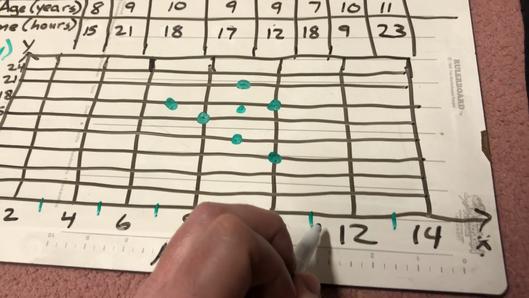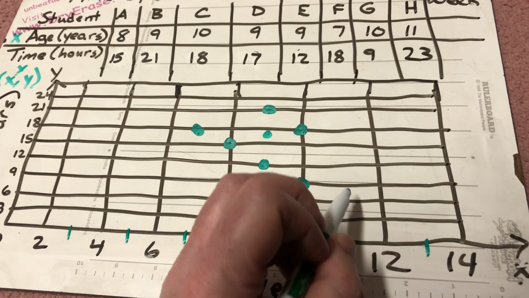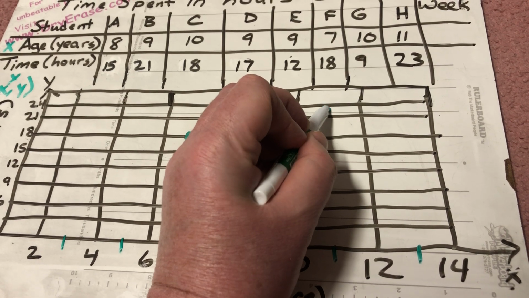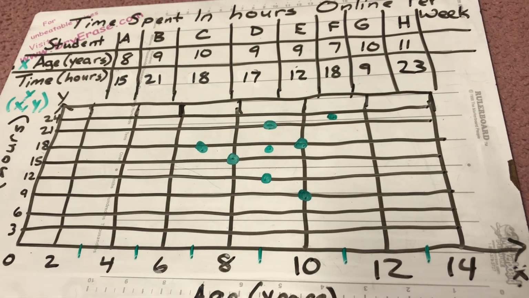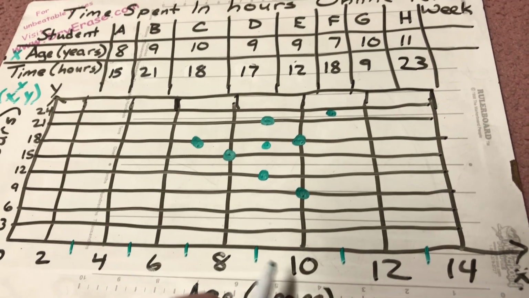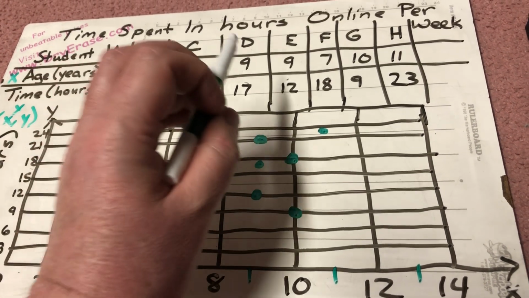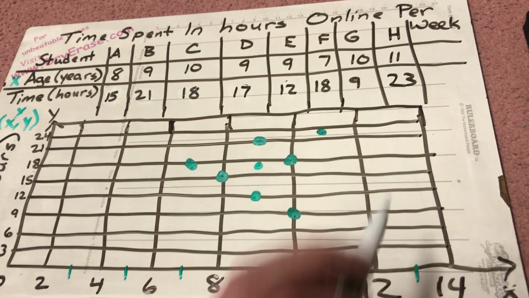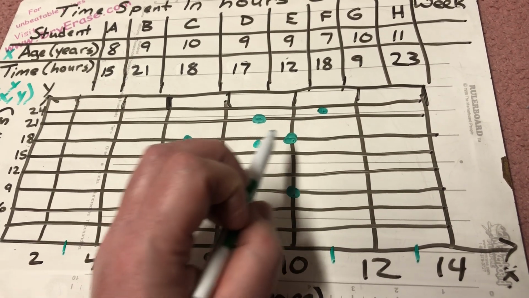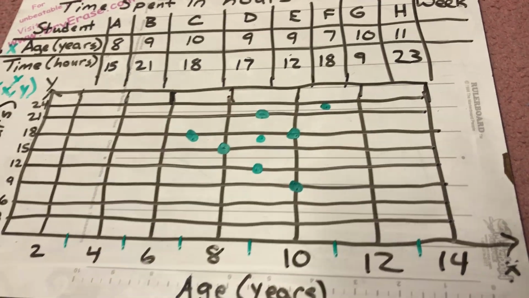So 11 is going to become between 10 and 12. The 23 is going to get up almost to the 24. Not quite in the middle, but almost to the 24. So we want to make sure we've got 1, 2, 3, 4, 5, 6, 7, 8. We had 8 ordered pairs. We have 1, 2, 3, 4, 5, 6, 7, 8 points.